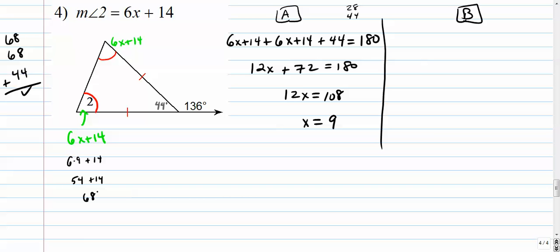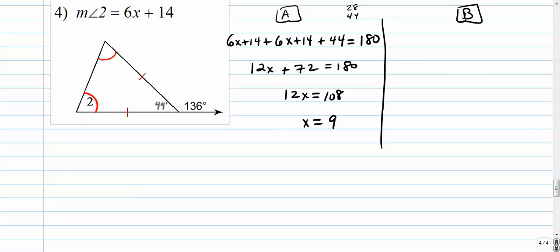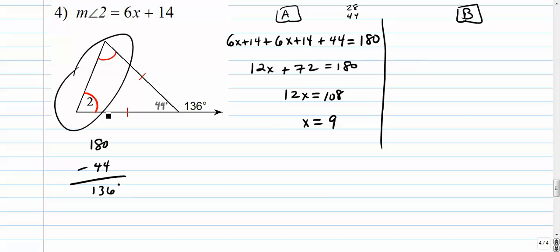Alright, method B. Method B would be to figure out the actual measure of angle 2 first. We've already brought our 44 inside. So again, this is just like one of the previous examples, example 2 actually. So we're going to figure out the remainder. These two angles add up to 136. You remember our exterior angle theorem confirms that, right? These two far away angles add up to be the exterior angle. Great.